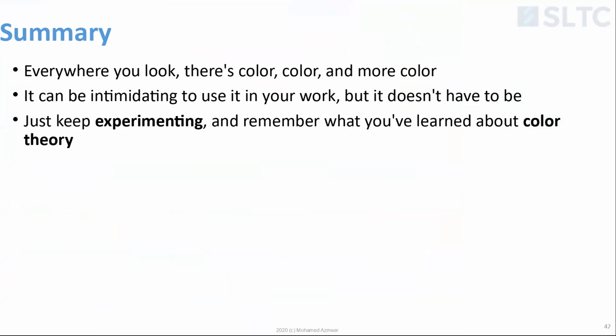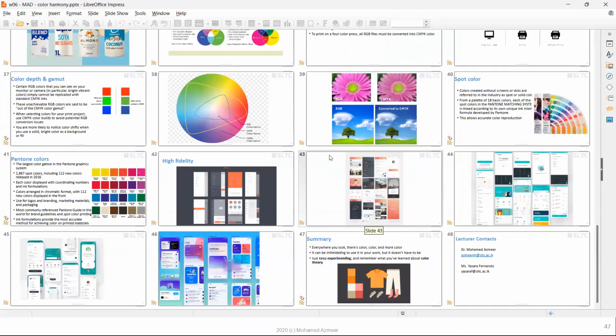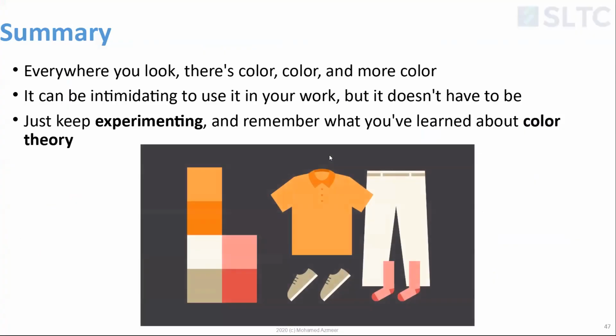Right, which brings us to the summary for today. So we looked at colors, right? We realized colors are available everywhere. Although it's very simple to choose colors, we realize there is a very serious theory behind colors.